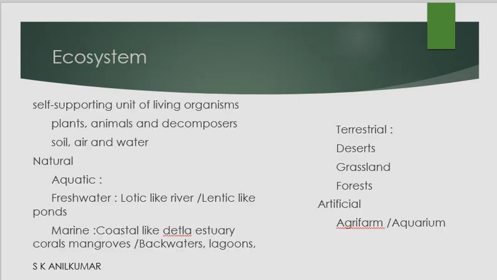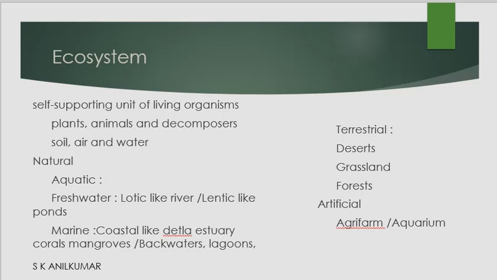So what is an ecosystem? Ecosystem can be defined as something that is self-supporting, something that is self-sustaining. It is a set of living organisms, including plants and animals, as well as decomposers, and the things that help to sustain these plants and animals. That means what? For a plant to grow, you need soil, you need water, you need nutrients in the soil, you need air for photosynthesis, you need air for respiration.